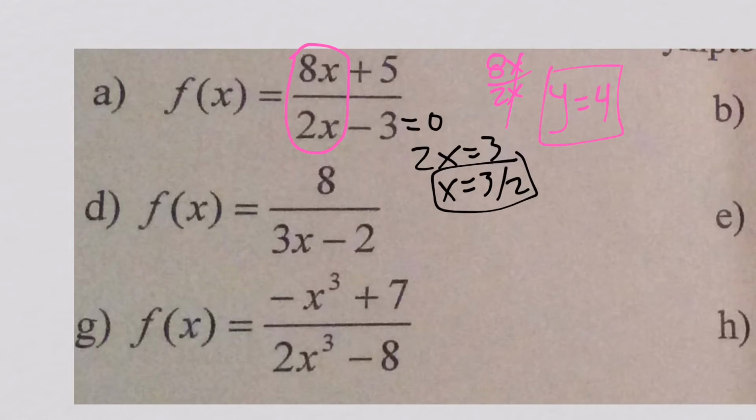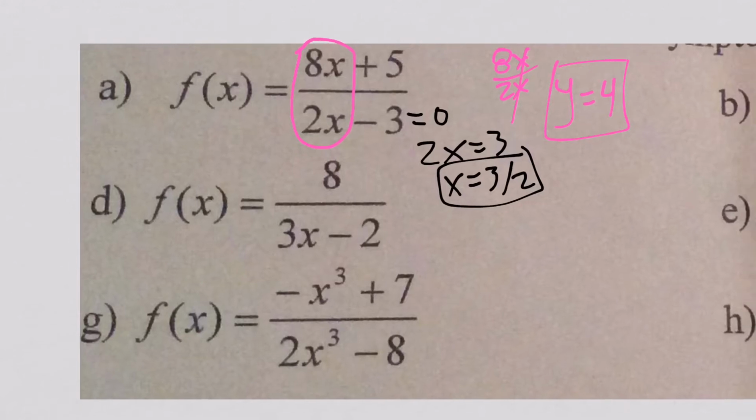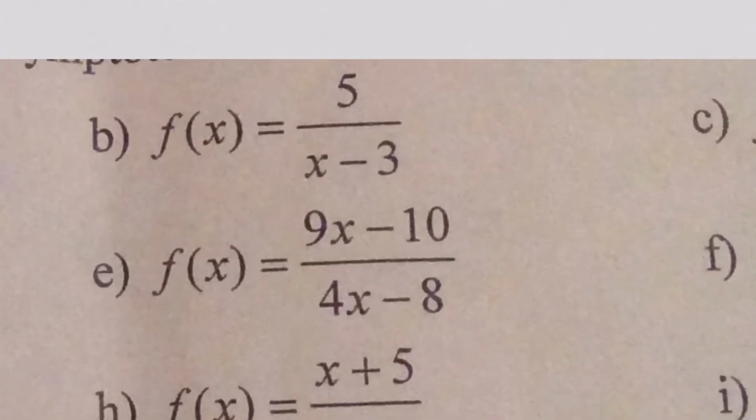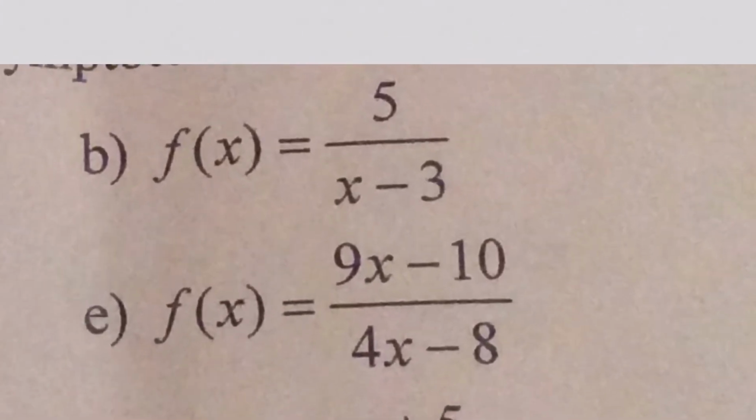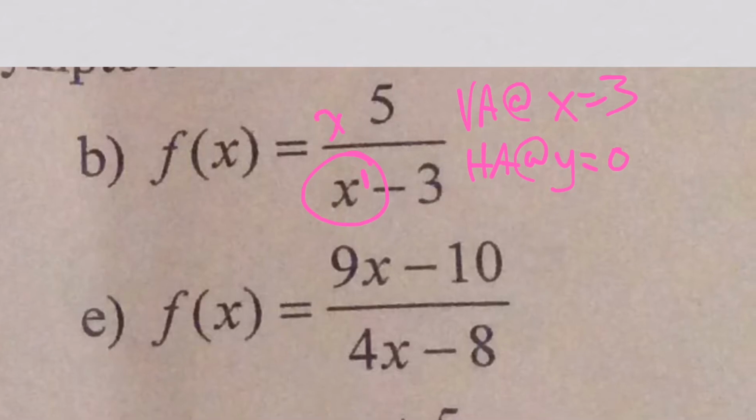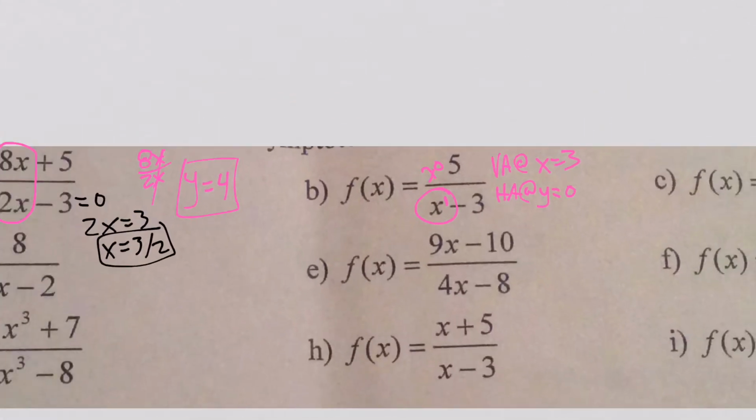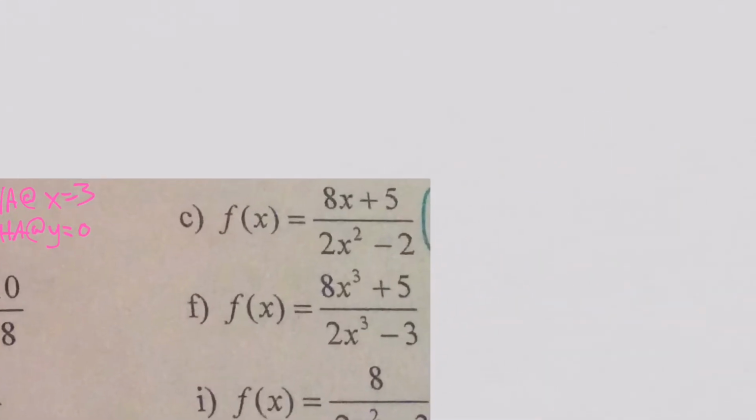So let's do the same thing for b. I guess we need to scoot over here. So for b, 5 over x minus 3, well, that tells me that I have a vertical asymptote at x equals positive 3 and a horizontal asymptote at y equals 0, because the degree of the denominator is larger than the degree of the numerator, which tells me that my horizontal asymptote will be at y equals 0, always, always, always. So let's do C now.